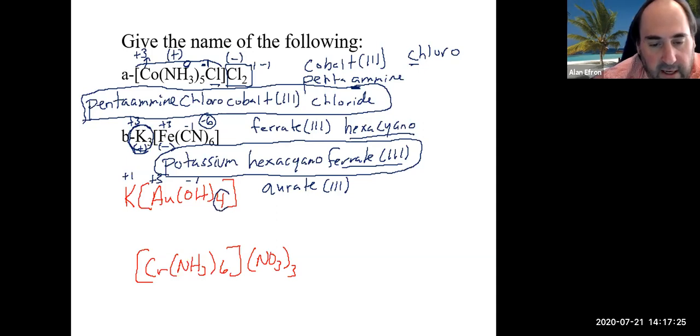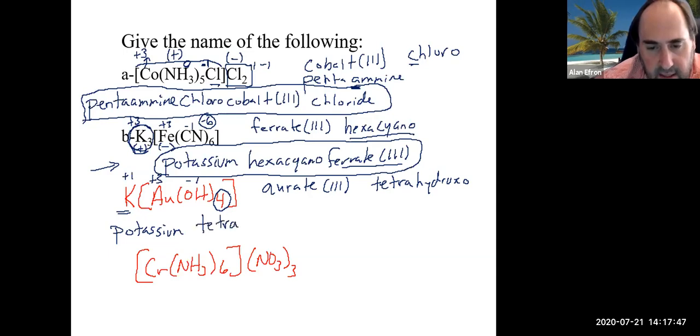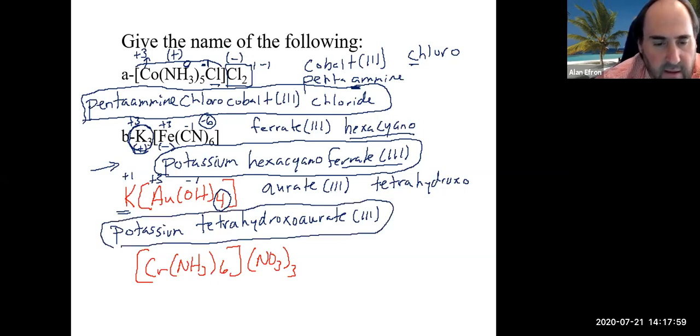There are 4 hydroxides. Prefix for 4 is tetra, and hydroxo for hydroxide. And again, here we're going to start with our counter ion just like we did right here. We're going to go with potassium, putting our ligands first, tetrahydroxoaurate 3. Any question on that name there?